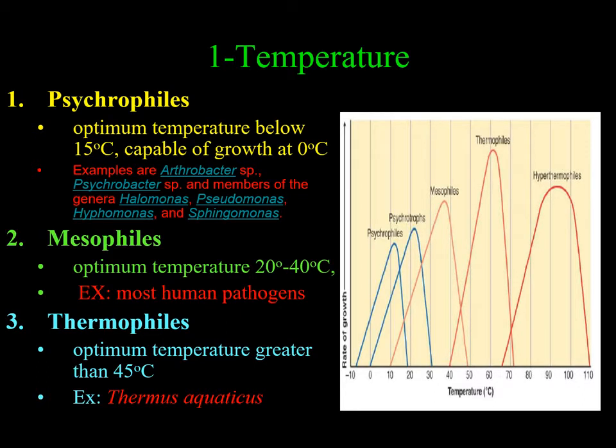The second group is mesophile, whose optimum temperature is between 20 to 40 centigrade. Most human pathogens belong to this group. The third group is thermophile, whose optimum temperature is greater than 45 centigrade. A good example is Thermus aquaticus, which grows in hot springs at about 90 centigrade.